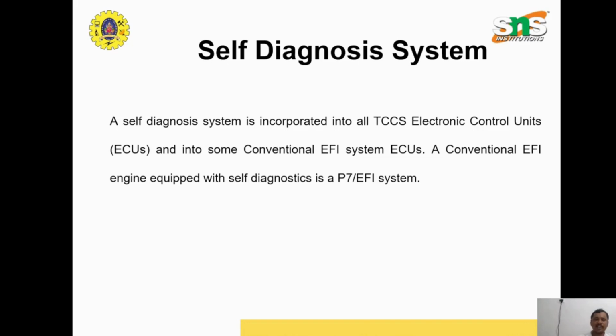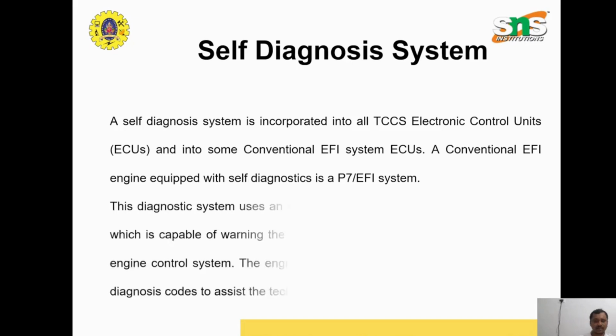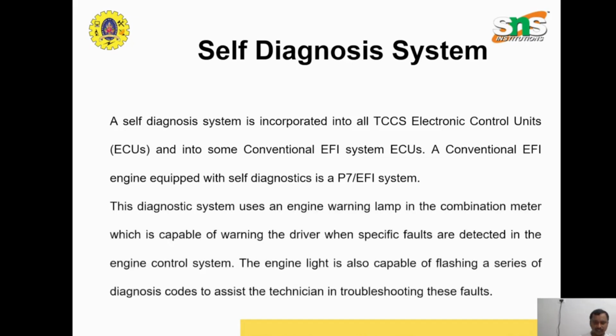A conventional EFI engine equipped with self-diagnostics is a P7 or EFI system. This diagnosis system uses an engine warning lamp in the combination meter, which is capable of warning the driver when specific faults are detected in the engine control system. The engine light is also capable of flashing a series of diagnostic codes to assist the technician in troubleshooting these faults.